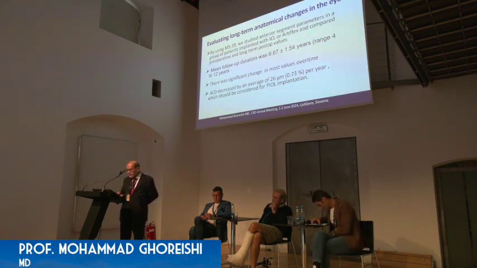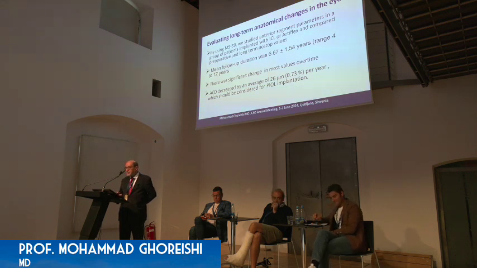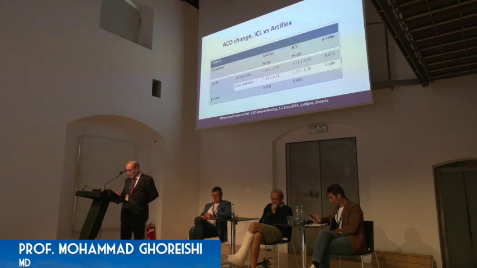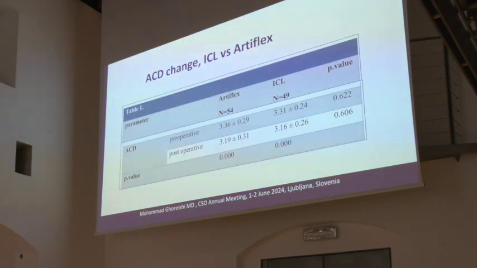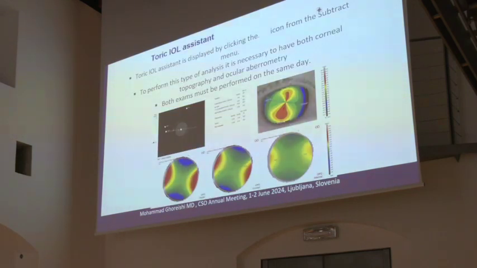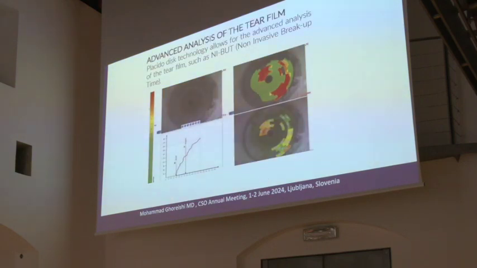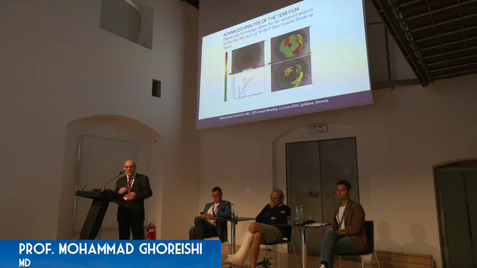So our measurement showed that 26 micrometers per year is lost in anterior chamber depth. If the patient is young, that's an issue, but in older patients it is not much of an issue. And there is no difference between ICL and Artiflex implanted eyes. We can use MS-39 for toric alignment assistance. Actually, with MS-39 we have to integrate with a biometry device, but I hope that in future CSO can develop MS-39 just to measure the alignment.